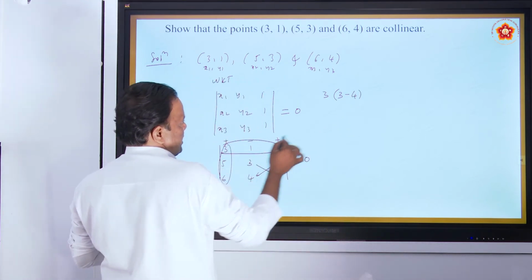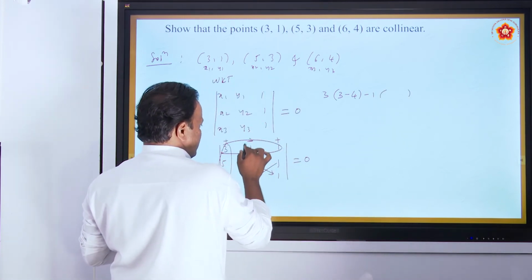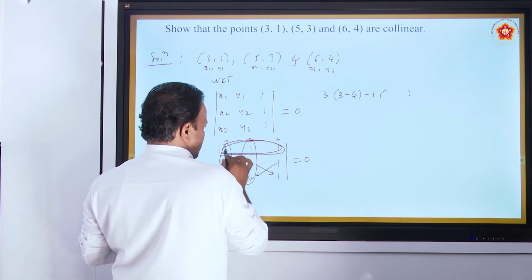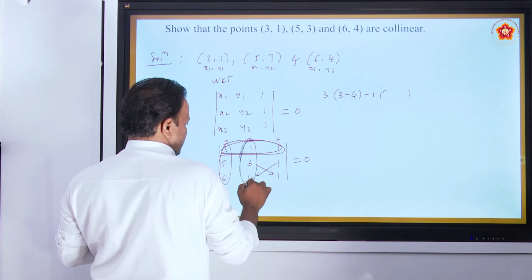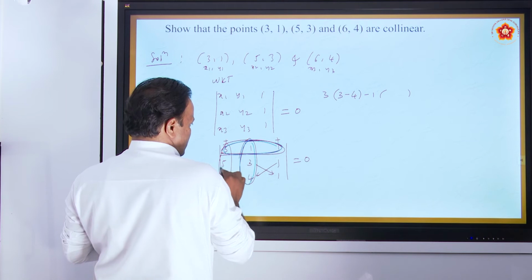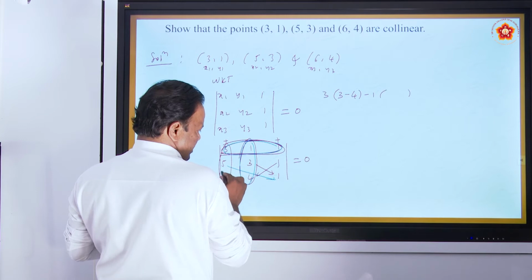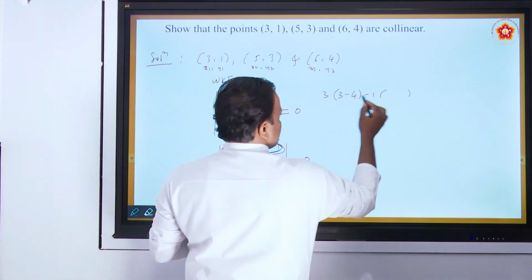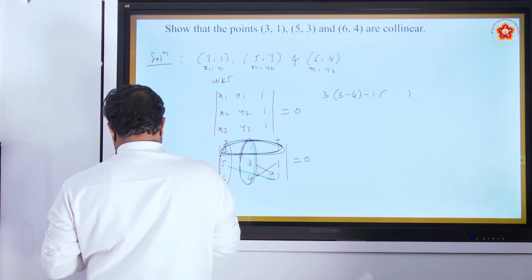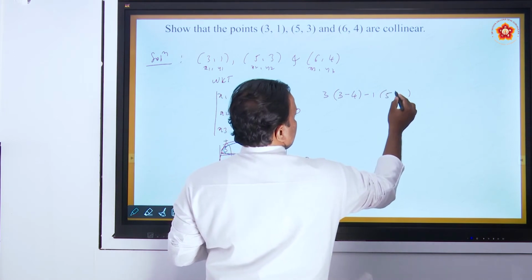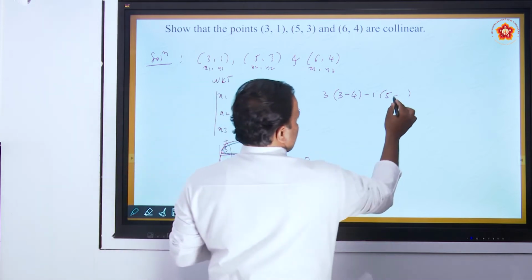This is over. Now take minus 1 here. The column and row containing minus 1 you have to remove. This minus 1 is in the second column, first row. What is remaining? 5, 1, 6, 1. Multiply 5 and 1. 5 1s are 5. Take a minus sign in between. Minus. 5 1s are 5 is over. 1 6 are 6. There is minus 6.